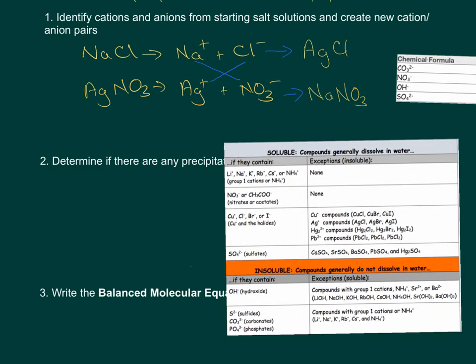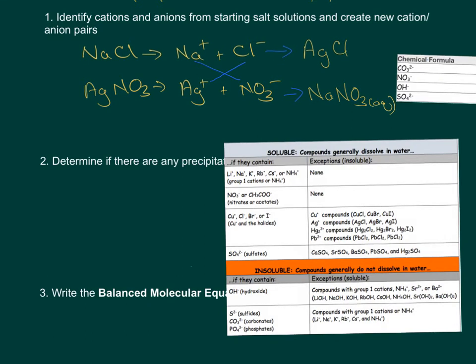Okay, so what you can see is that we have at the top compounds that are generally soluble, or generally dissolve in water. At the bottom are compounds that generally form precipitates or do not dissolve in water. And so with our sodium nitrate group, we can look and say, okay, nitrates are generally soluble and there are no exceptions. So in that case, this sodium nitrate is going to form an aqueous species. It's going to stay dissolved in water. So we put the AQ subscript.